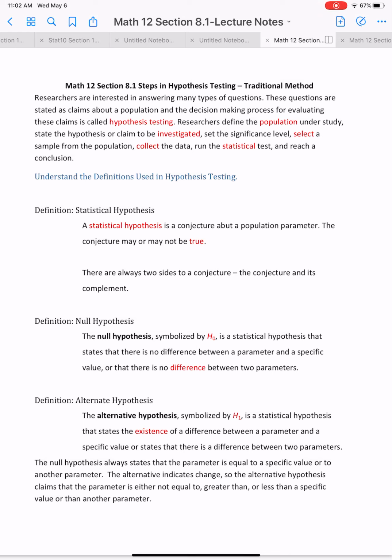Hello, this is section 8.1, steps in hypothesis testing. First one is the traditional method.